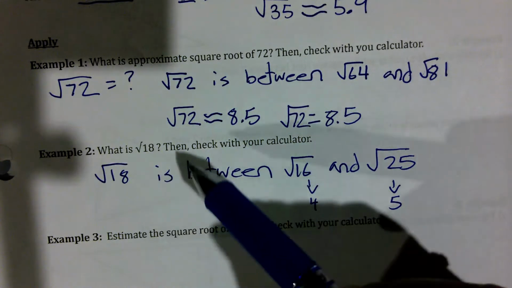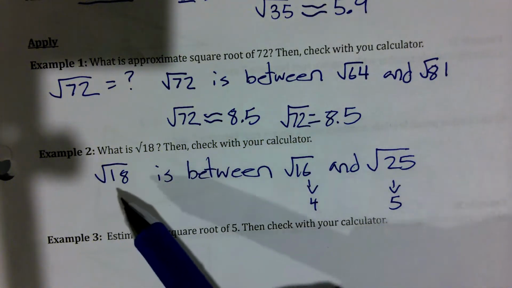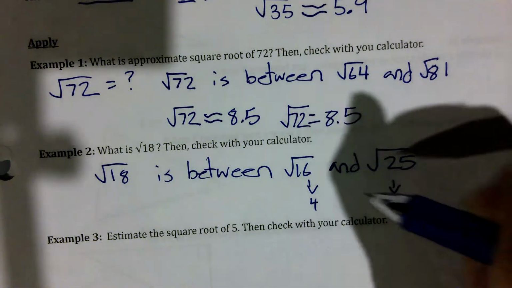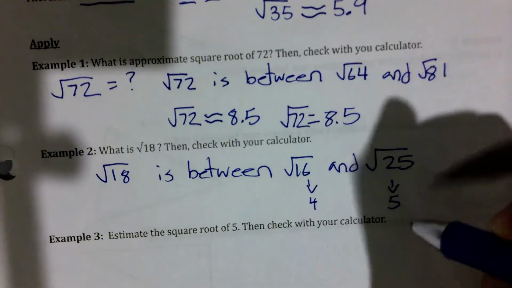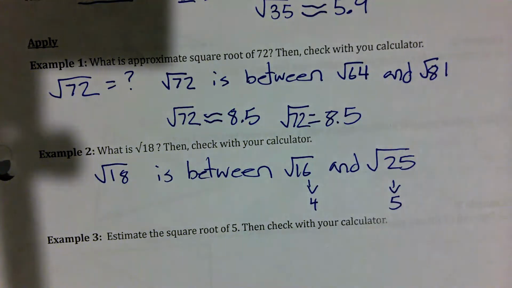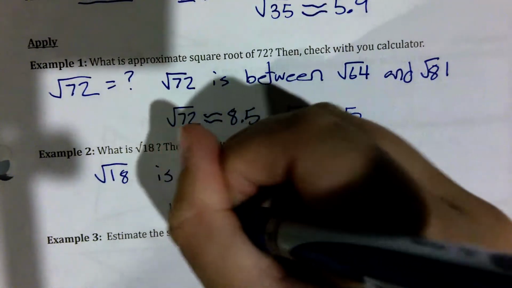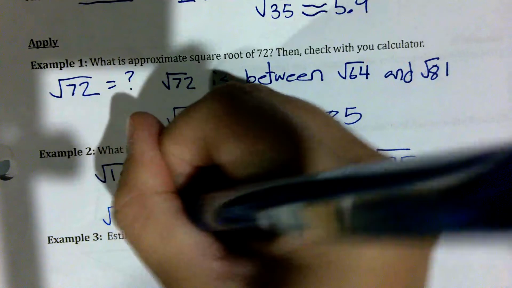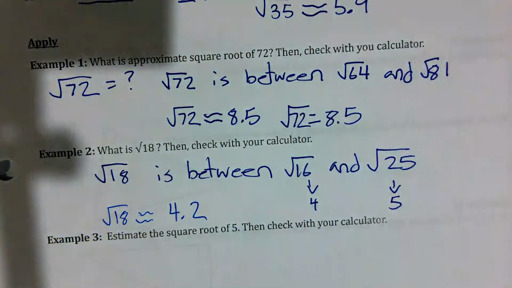Example 2, the square root of 18. 18 is in between what two perfect squares? 16 and 25. Their square roots are 4 and 5. 18 is fairly close to 16, so I'm going to estimate that the square root of 18 is likely around 4.2. So the square root of 18 is approximately, that's why I have a wiggly equal sign, 4.2.